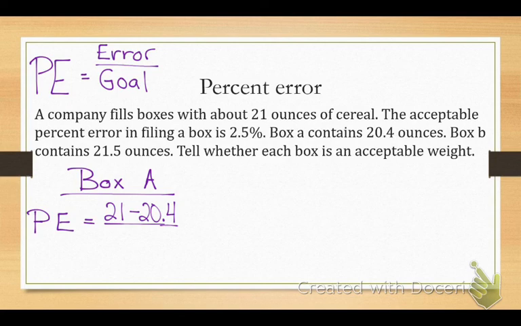And then what would be in my denominator? 21. What the goal is. What was my goal? My boss said I need 21 ounces in the cereal. So that's the goal amount. That's what I divide by, okay? So you need to subtract your numerator. What's 21 minus 20.4? Yep.